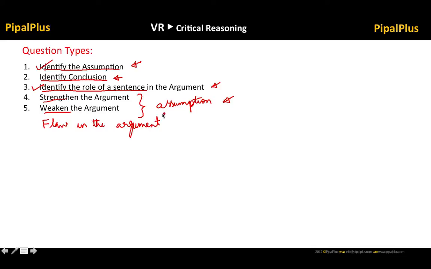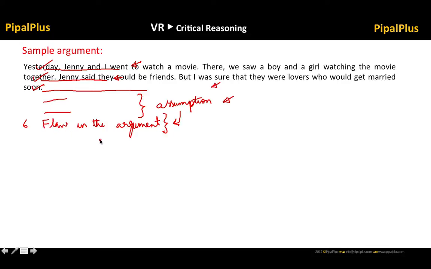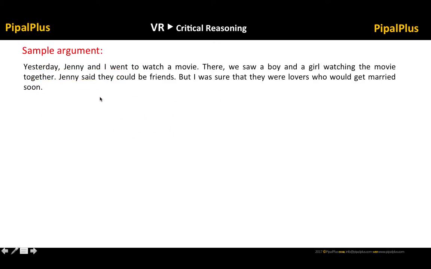So finding the flaw again is finding inconsistencies in the assumption itself. Okay, so let me call it the sixth one. These three are what we will discuss in a little bit of detail, because we have learned how to identify the assumption. We have learned to identify or derive a conclusion also in our previous discussion. In the discussion so far, we have identified the role of each sentence in the argument. We've done this also. Now we'll talk about these three types: strengthening, weakening, and finding the flaw in the argument, right? So let's just recall our argument again.